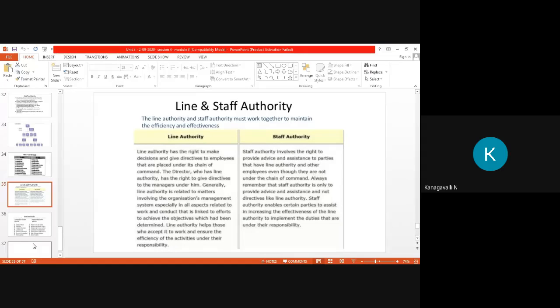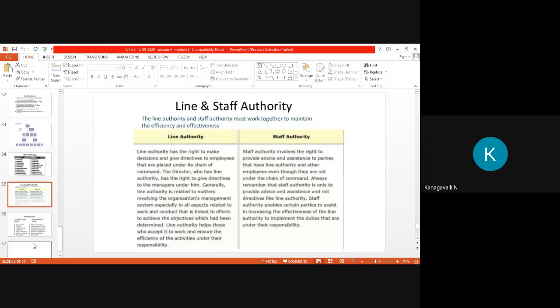So the line authority has the right to make decisions and give directives to the employees that are placed under its chain of command. Right? So the director who has the line authority has the right to give directives to the managers under him. Generally, the line authority is related to matters involving the organization's management, in a systematic way, representing all aspects related to work and conduct that is linked to efforts to achieve the objectives which have been determined.